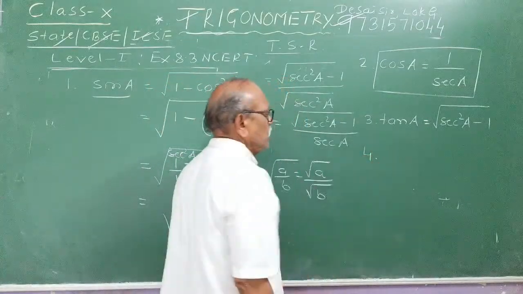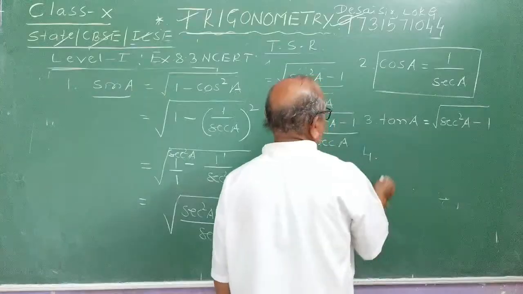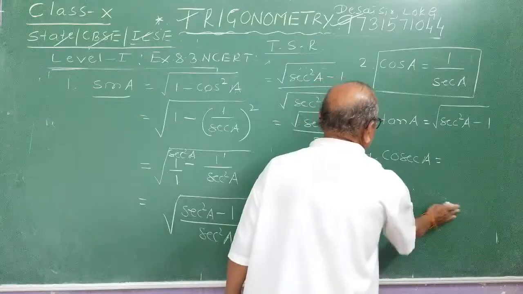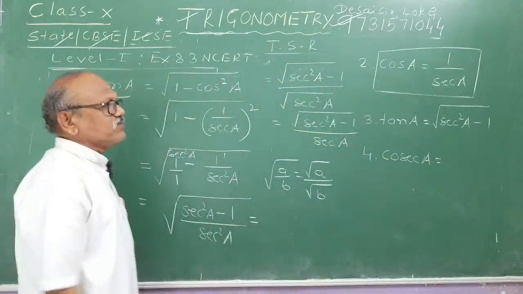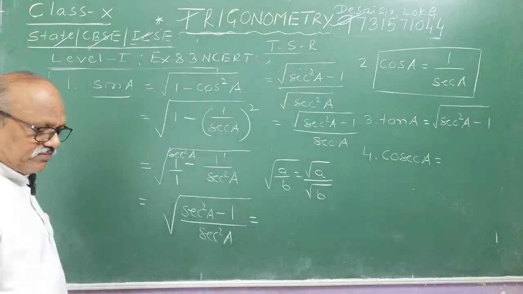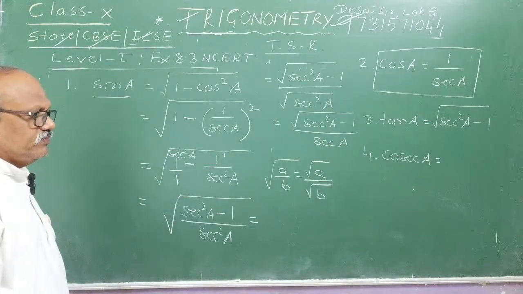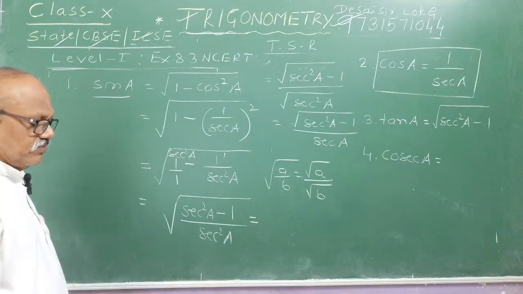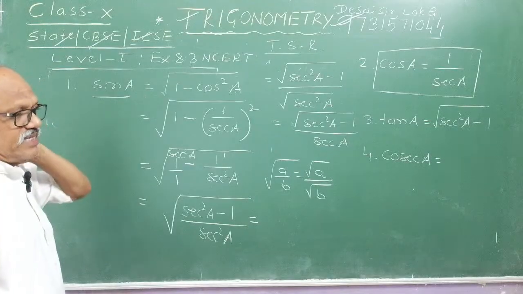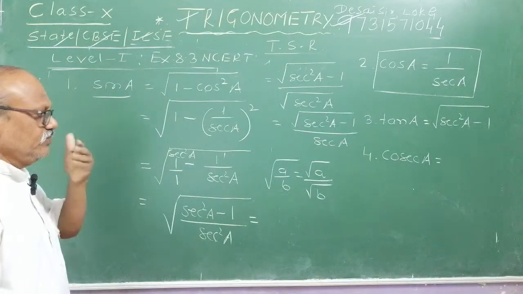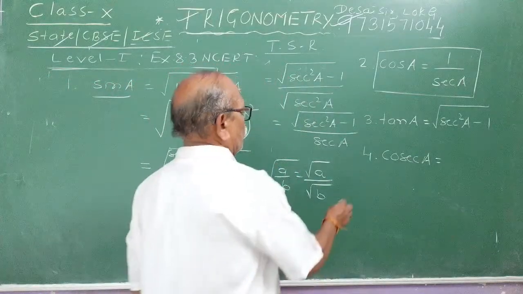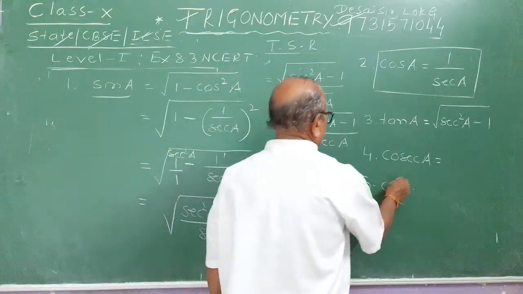Next, the fourth one. Sin A, cos A, tan A are completed. Now we have to take two more, cosec A and cot A. Our challenge is, you have to write cosec A in terms of sec A. Now think of it. Which identity are you going to use? Similarly, cosec A and cot A you are left with.